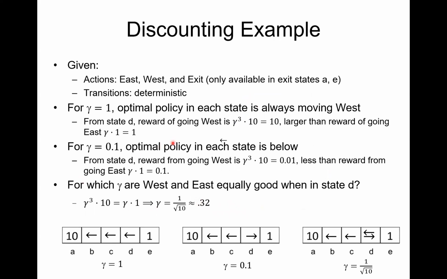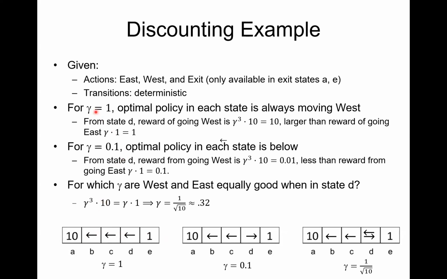So in this figure, I modified the slides this morning. So please download the latest version. So the agent is in a one-dimensional grid with the actions left or right, and exit, which is available only in exit state E. So on the left, the optimal policy is always to move west.